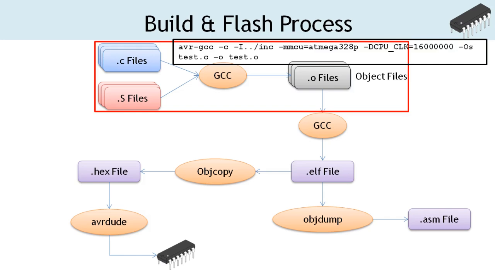The "-c" option in the compilation command tells the compiler to generate the object file and to skip the linking step. "-I" option tells the compiler the location of the header files. "-mmcu" is used to specify the microcontroller for which the compilation has to be done. "-D" option is used to define the macro used in the source files. "-Os" tells the compiler to optimize the code for the space. Finally, the "-o" option specifies the output file name, that is the name of the object file to be generated.